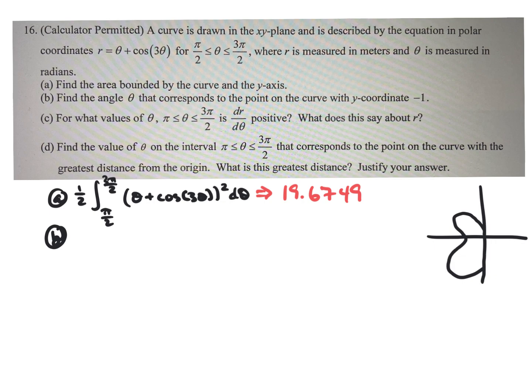All right, so on this one, what do we need? We need a theta with a y-coordinate. Well, what's y? R sine theta. So we need to build y. So my y is theta plus cosine of 3 theta, and then times what? Sine theta. And what am I doing with that? I'm setting it equal to -1.